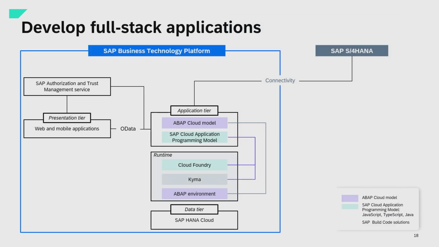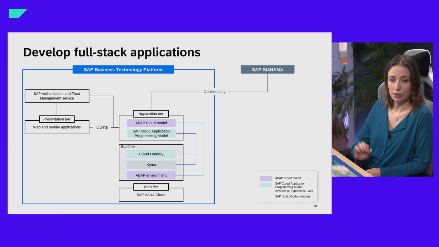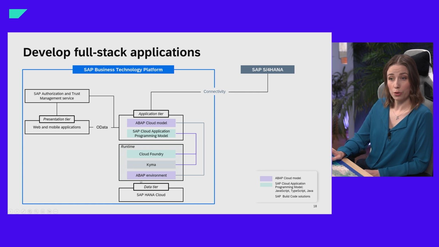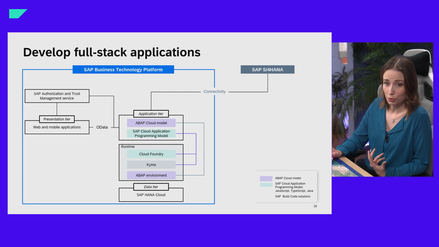This means we covered the front-end part. If you want to develop full-stack applications, we already talked about the presentation tier. You will need a back-end, and if you use Build Code for that, you can use the Cloud Application Programming Model to develop the back-end. If you are in the ABAP world, you can use the ABAP Cloud model or ABAP RESTful Application Programming Model instead. Both are Clean Core compliant. Deployment can happen to Cloud Foundry and Kyma, or in the ABAP case, to the ABAP environment on BTP. Of course, you can throw a HANA into the mix if you need a database.